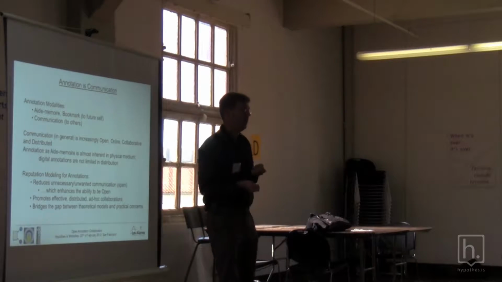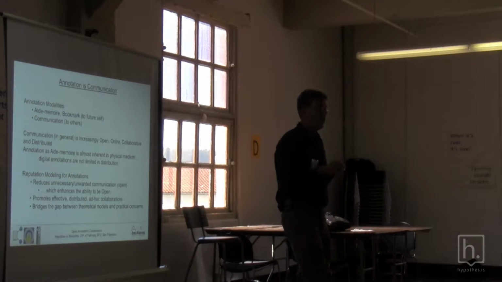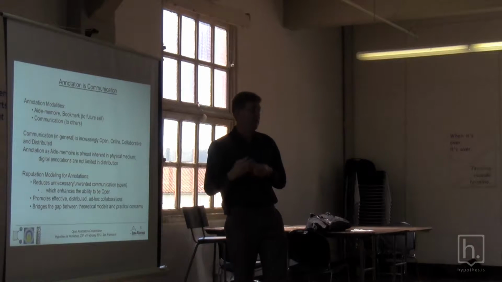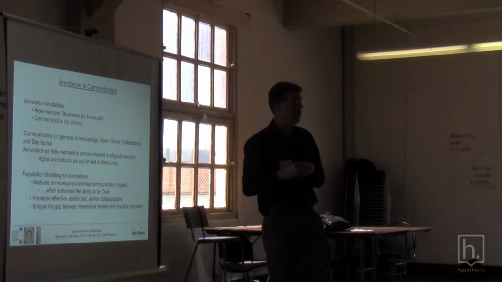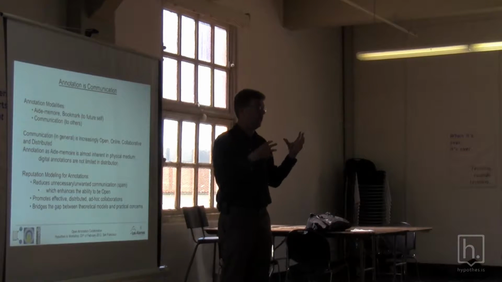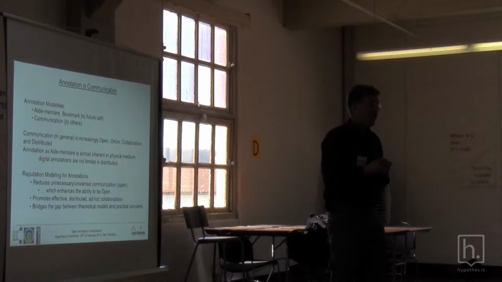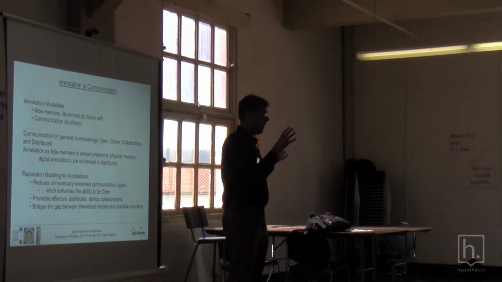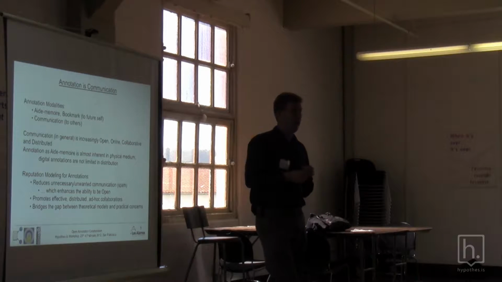So reputation modeling for annotations, we've discussed this in depth so far. It reduces unnecessary or unwanted communication, so spam, which enhances the ability to be open without the system collapsing. It promotes effective distributed ad hoc collaborations where you get the reputation model together, so the matching use case. And from my perspective, it bridges the gap between the theoretical models of annotation in general and the practical concerns of what happens in reality.